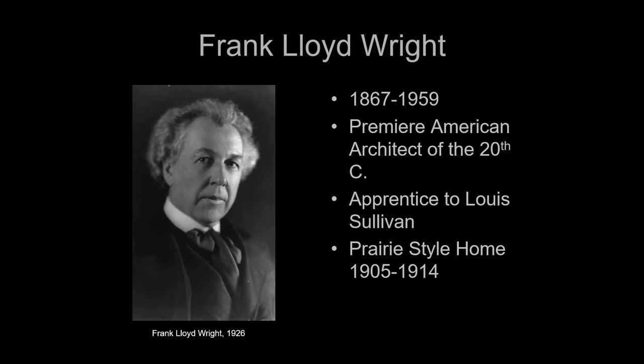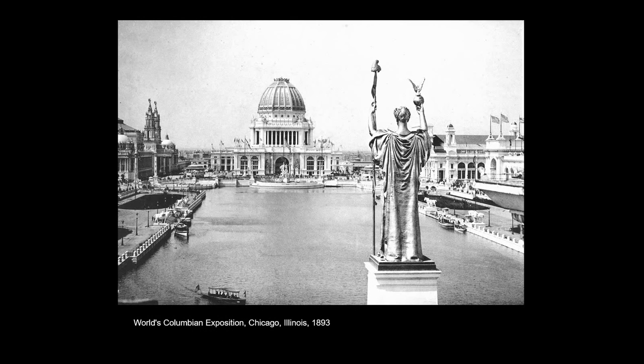So Frank Lloyd Wright became the premier architect of the early 20th century. He was an apprentice to Louis Sullivan. He accepted most of his ideas, and he was a young man when this exposition happened. And he very much was committed to the ideas of the Chicago School, but he wanted to focus on domestic architecture, on houses.